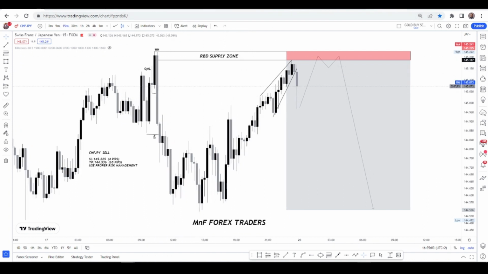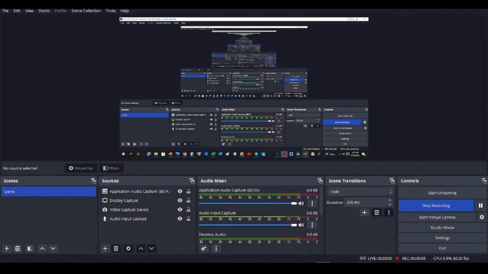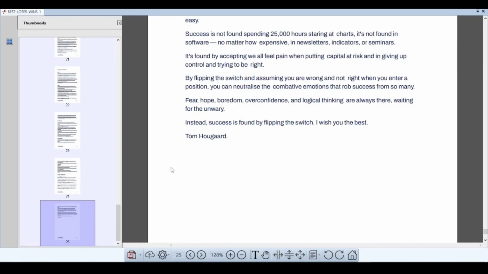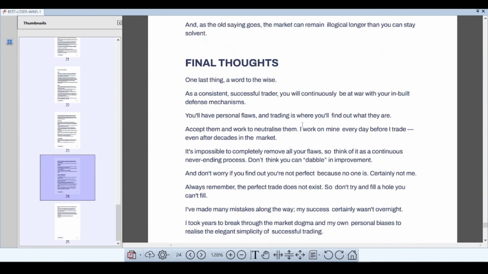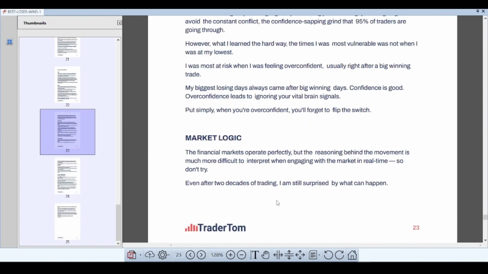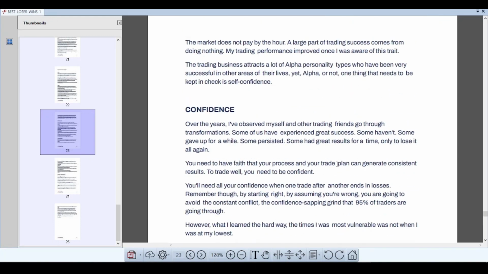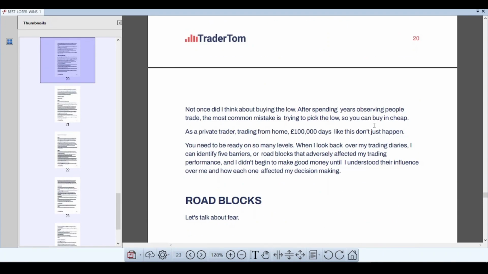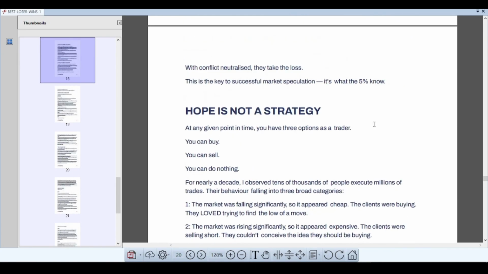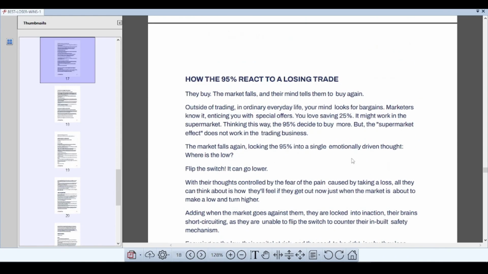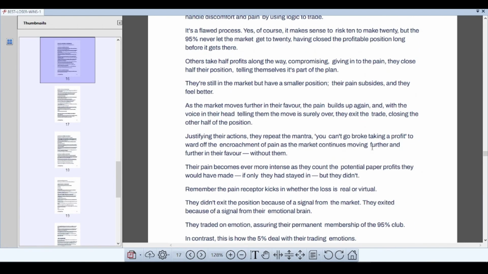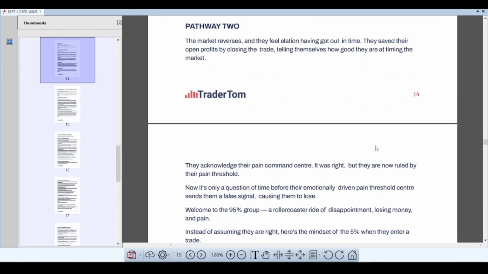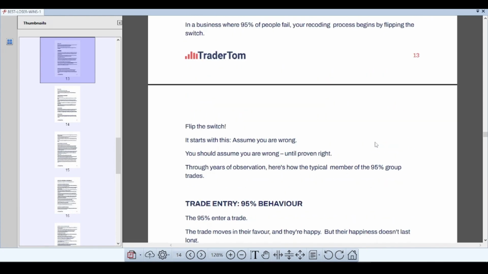This morning I was just reading a summary of a book by Tom. What's his name? Tom something. The title is called Trader Tom. Yeah, Trader Tom. The title is called The Best Loser Wins, and I loved it. I think I shared it in the group some time back. It's a very, very good book. You have to read it.